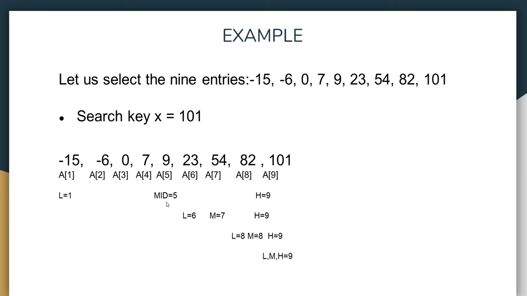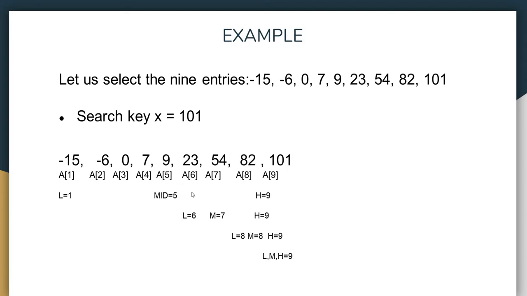Next we have to calculate the mid position. Mid equal to (low plus high) divided by 2. Here the mid value is equal to 5. Now we have to compare the search key element with the value at mid position 9. Here the search key element x is greater than the mid position value.